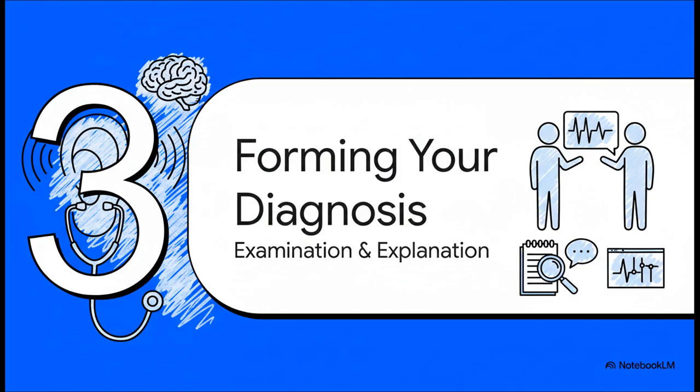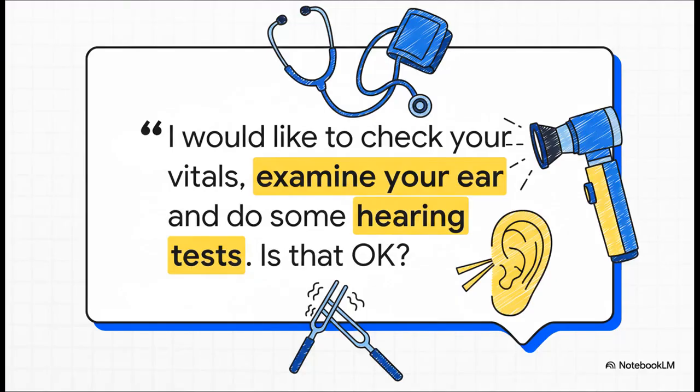Okay, you've taken a fantastic history, you've gathered all your clues, now it's time to move into the examination phase and then explain what you've found to the patient. This is all about combining your clinical skills with clear communication. You always need to gain consent. Use simple, clear language, just like this. You're outlining exactly what you plan to do. Check their vitals, examine their ear with an otoscope, and do some hearing tests, like Rinne's and Weber's. It shows respect and professionalism.